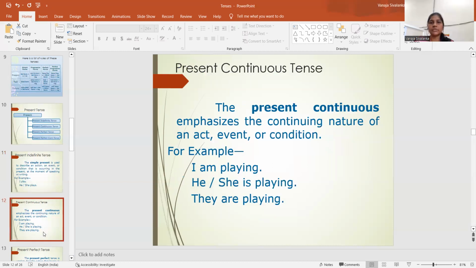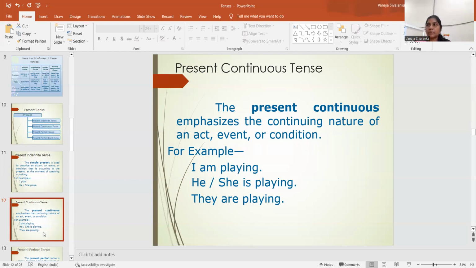Then comes the present continuous tense. The present continuous tense is used to indicate an action which is going on at present or an action which is in progress at the time of speaking. For example, I am teaching English now. We also use present continuous tense for actions which are going on but not necessarily at the time of speaking. For example, I am reading fiction nowadays.